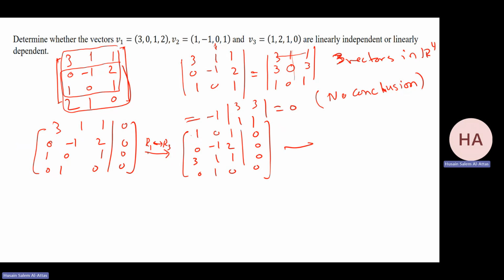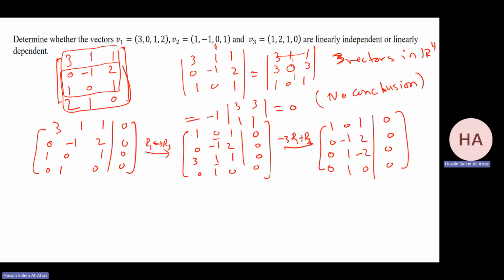So now multiply -3R1 plus R3. I'm getting 1, 0, 1, 0, 0, -1, 2, 0. Multiply by -3 and add, that will be 0. Minus 3 and add, that will be minus 2. Am I right? No, what's this? Multiply by minus 3 and add it with this one, that will be 1. Minus 3 times 0 is 0. Minus 3 times 1, that will be minus 2. This is 0. Now, the last one is 0, 1, 0, 0.